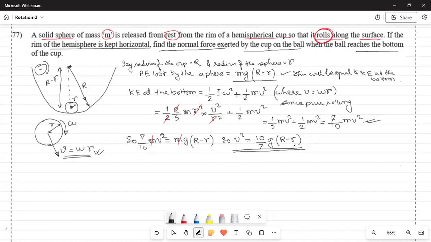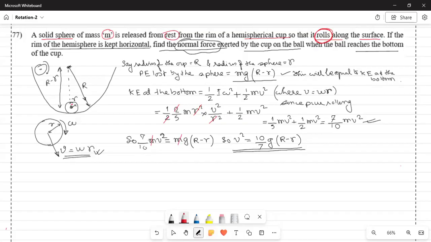Now, the question is, find the normal force. Mind it, sorry, I forgot to mention: the word normal here is not in the sense of usual. Normal here means perpendicular. It is a kind of perpendicular force.